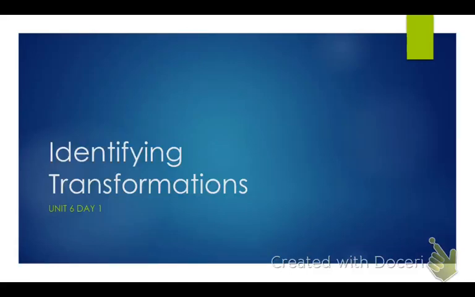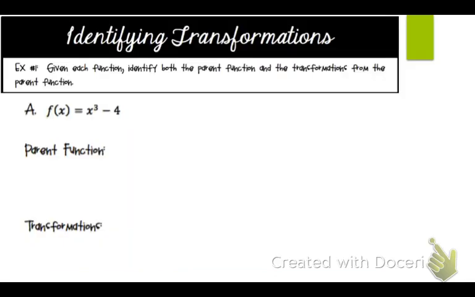Okay, so identifying transformations, Unit 6, Day 1. So we've already gone through the whole list of our parent functions, and we had so much fun doing it. We didn't. But now we're going to get into actually identifying transformations and what's happening to these graphs, okay? So given each function, identify both the parent function and the transformations from the parent function.